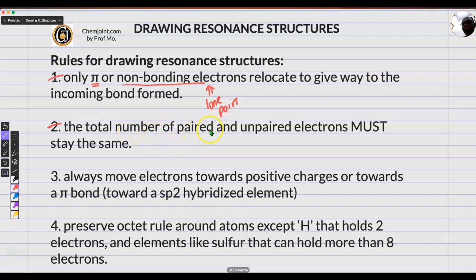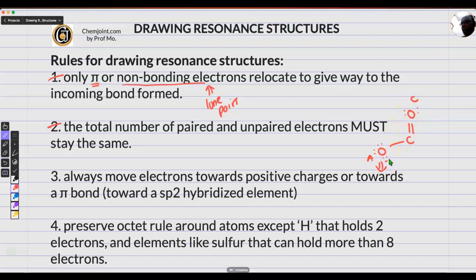The total number of paired and unpaired electrons must stay the same. And then you always want to move electrons towards the positive charge or towards a pi bond. This is what we just did. We did have an oxygen, and that oxygen was on a carbon, and the carbon had a double bond to another oxygen. I had called this A, I had called that C.